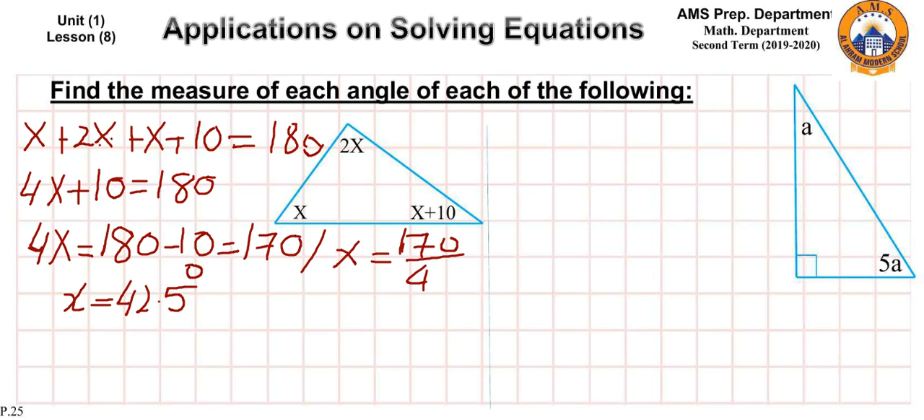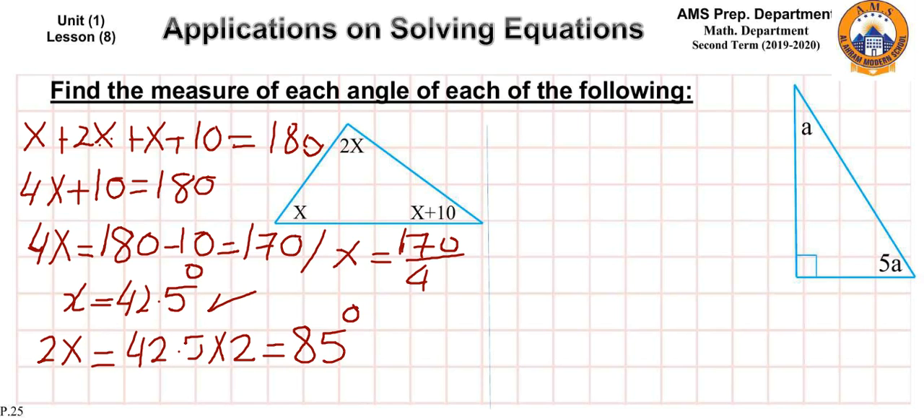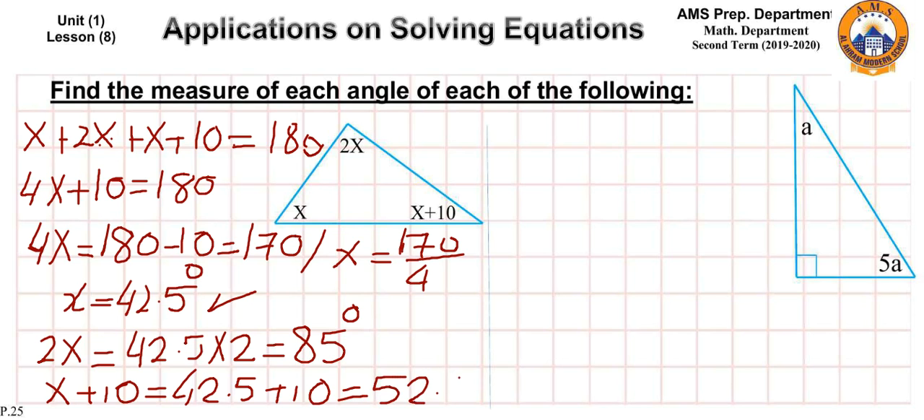degrees. So the first angle will be 42.5 degrees. The second angle is 2x, which will be 42.5 times 2, and this will be 85 degrees. The third angle will be x plus 10, and this will be 42.5 plus 10, which equals 52.5. Okay, now we got the three angles of the triangle. We will do the same for the other figure.